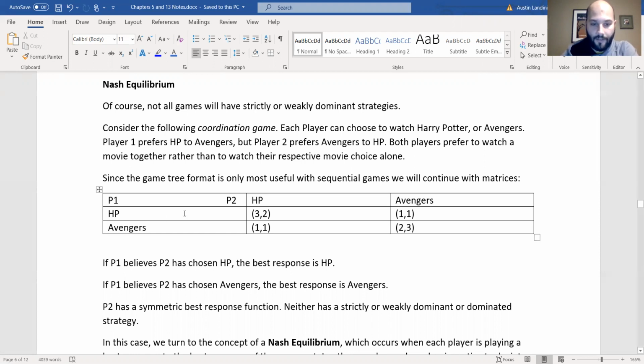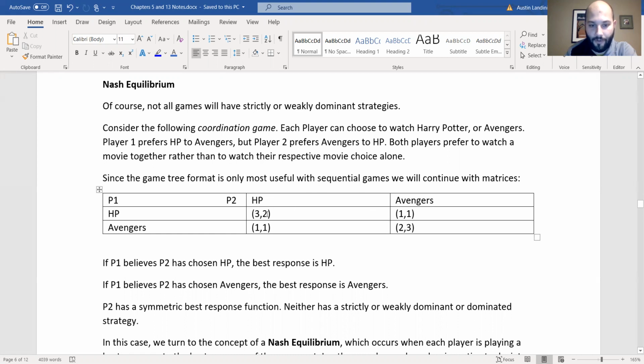So we'll just look at this in matrix format. Again, the payoffs are relatively arbitrary, but just set up to represent these preferences. So player 1 can choose Harry Potter or Avengers. Player 2 can choose Harry Potter or Avengers.